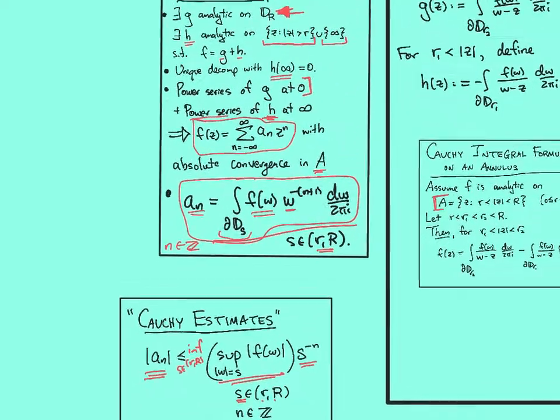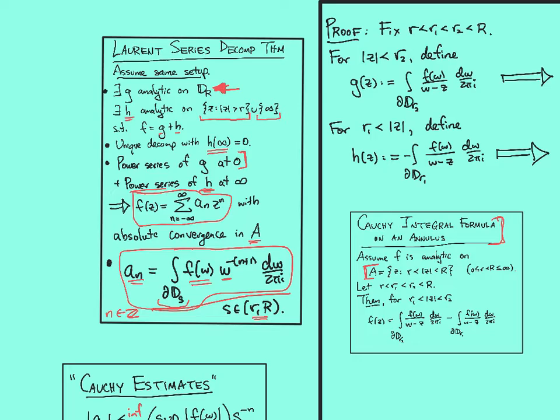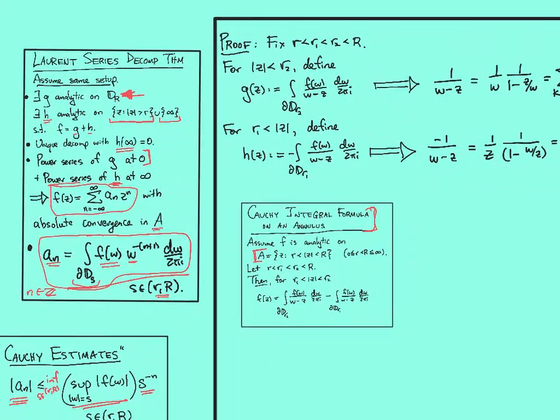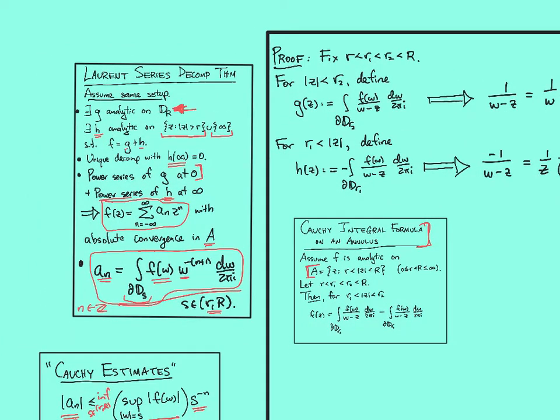Okay, but let's prove the Laurent series decomposition theorem. So we need to break up f as an analytic function on a disk centered at 0, and then a function analytic at infinity. So here's how it goes. So we fix R1 and R2 just as we had in the Cauchy integral formula on an annulus. And for z in modulus less than R2, I'm just going to define G to be this integral that appears in the Cauchy integral formula. For z bigger than R1, I can define H to be this other integral that appears in the Cauchy integral formula here. And already I have f equals G plus H, but I want to show that G and H are analytic in the right regions.